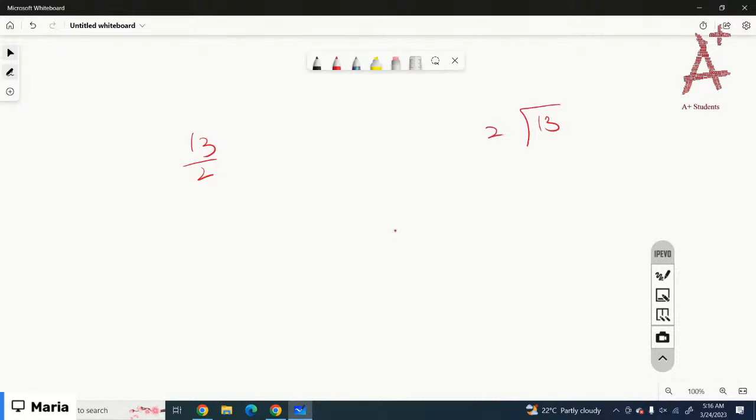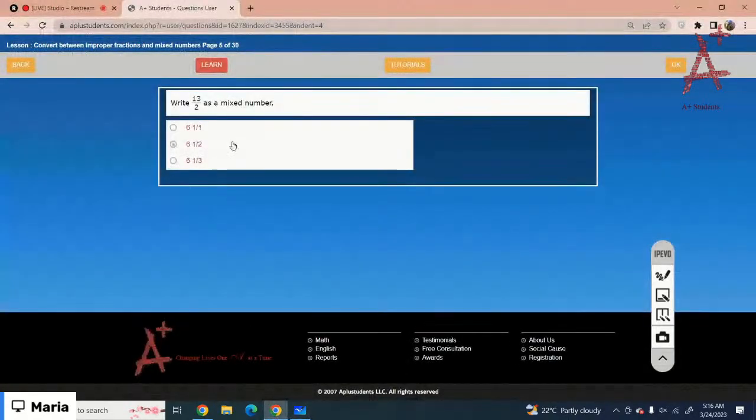2 times what number is 12, 13 or less than 13? 2 times 6 is 12. And 13 take away 12 is 1. So this is the whole number. The remainder is the numerator and the divisor is the denominator. So it would be 6 whole 1 over 2. Got it? 6 whole 1 over 2 is the correct option. Got it?